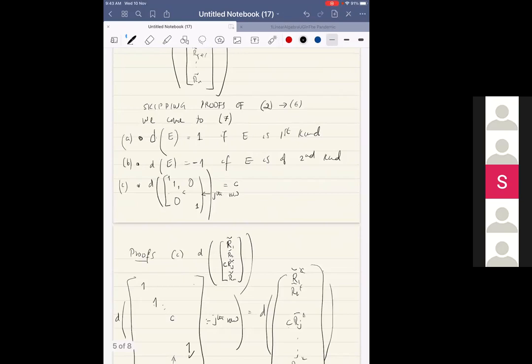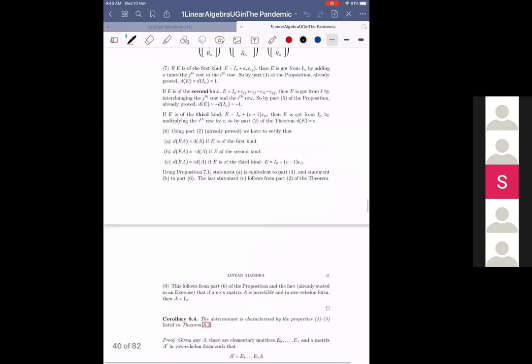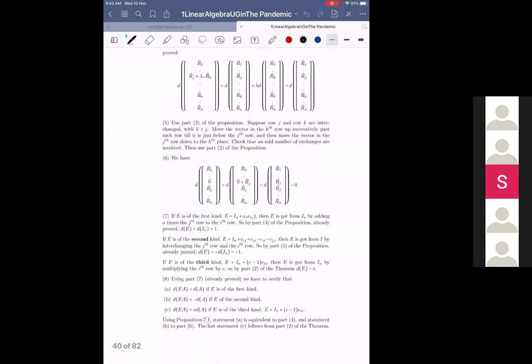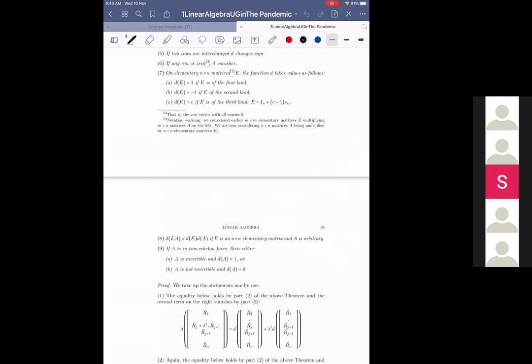If E is of the first kind, it's D. I shouldn't say determinant, because we are talking about an arbitrary function D that satisfies Roman numeral property 1, Roman numeral property 2, and Roman numeral property 3. Okay, so I'm not going to prove part A. I leave the proof for you to check. Very good. So now that we have proved 7 also, now let's turn to part 8 of the proposition.